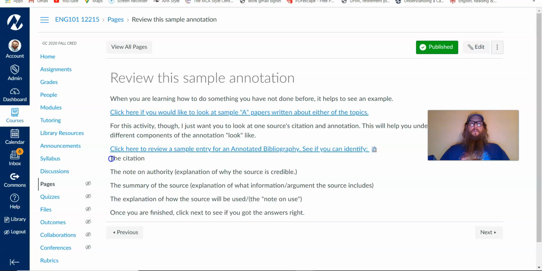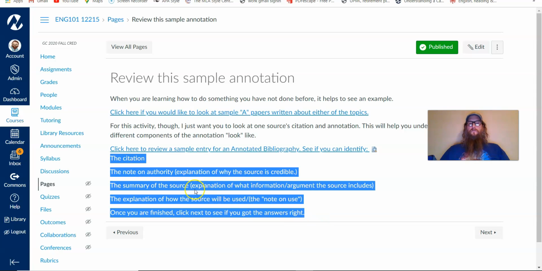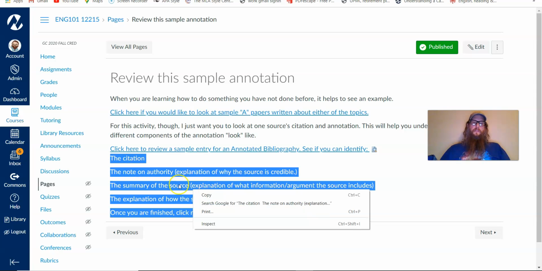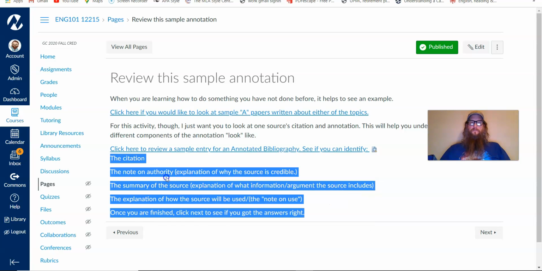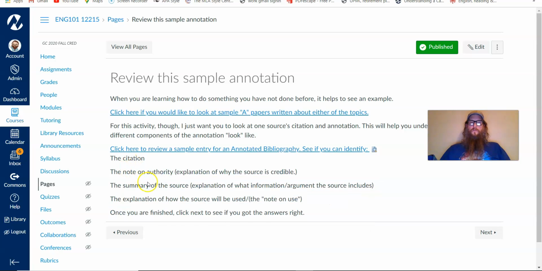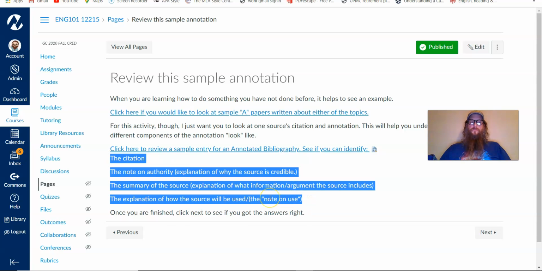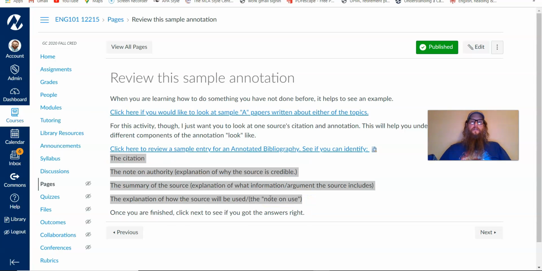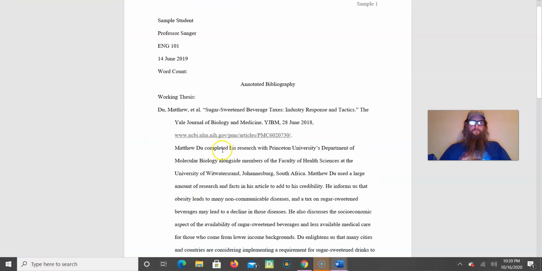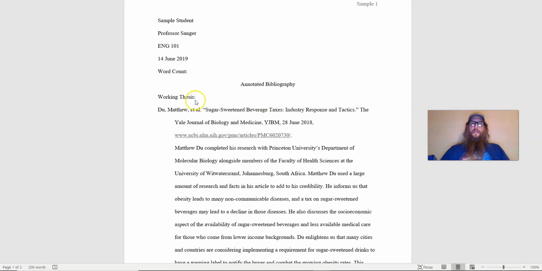Again, these are the things that we're looking for in that student's document, right? Citation, the note of authority, the summary of the source, the explanation of how it will be used. Those are the components of the entries in the annotated bibliography. You will do this for 5 different sources. Let's go ahead and look at the sample. All right. Let's just take a look at the page here.